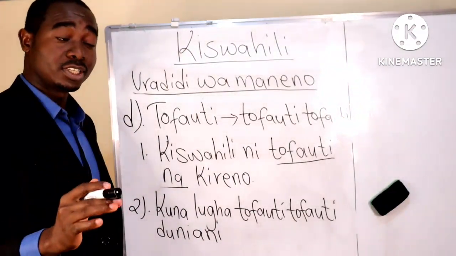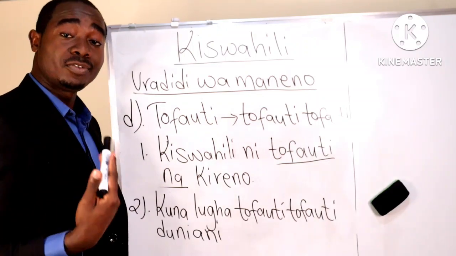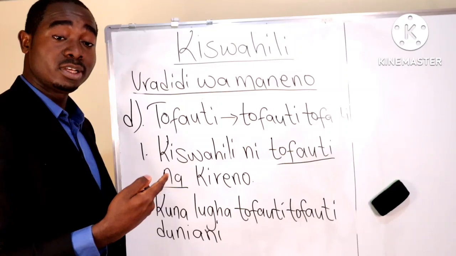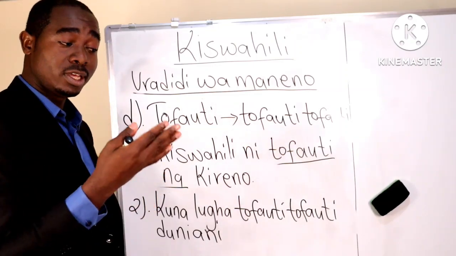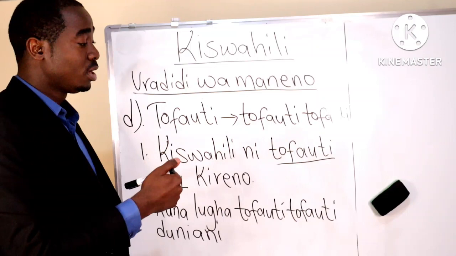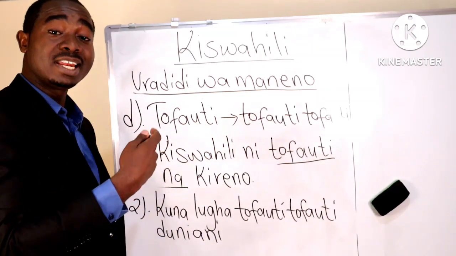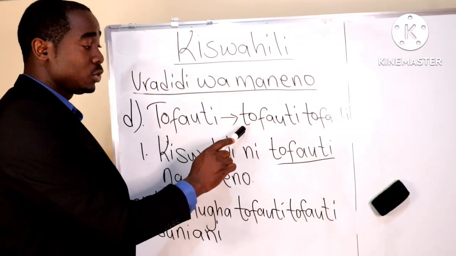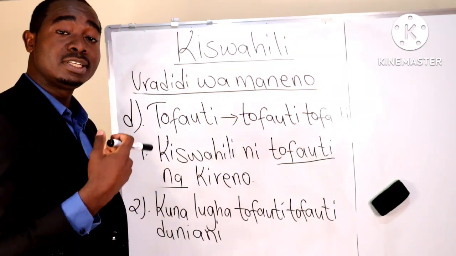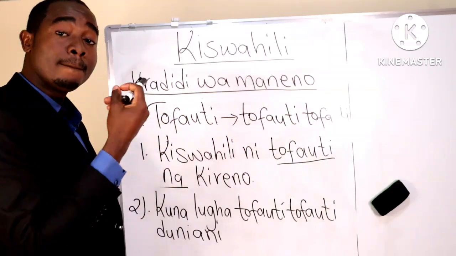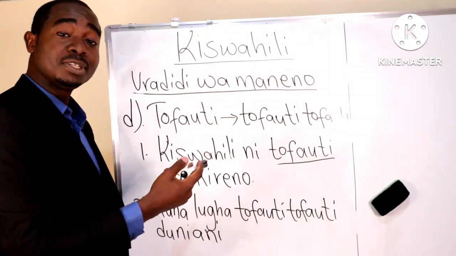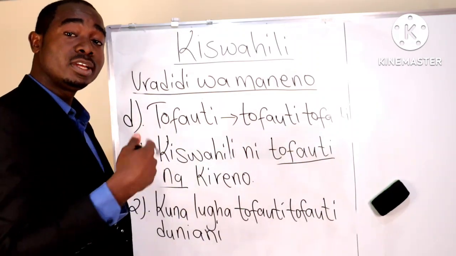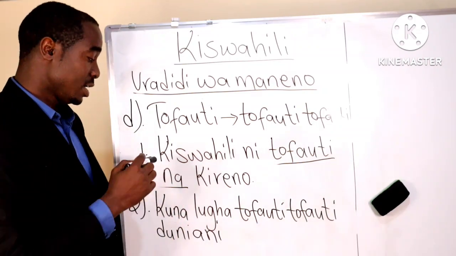Tofauti. Tofauti means different. When we say tofauti, we are comparing something to another. So this is different from. In Swahili we say tofauti na, different from. But just tofauti means different. Tofauti means variety also. It's the same as mbali mbali. Tofauti means different kinds or varieties.